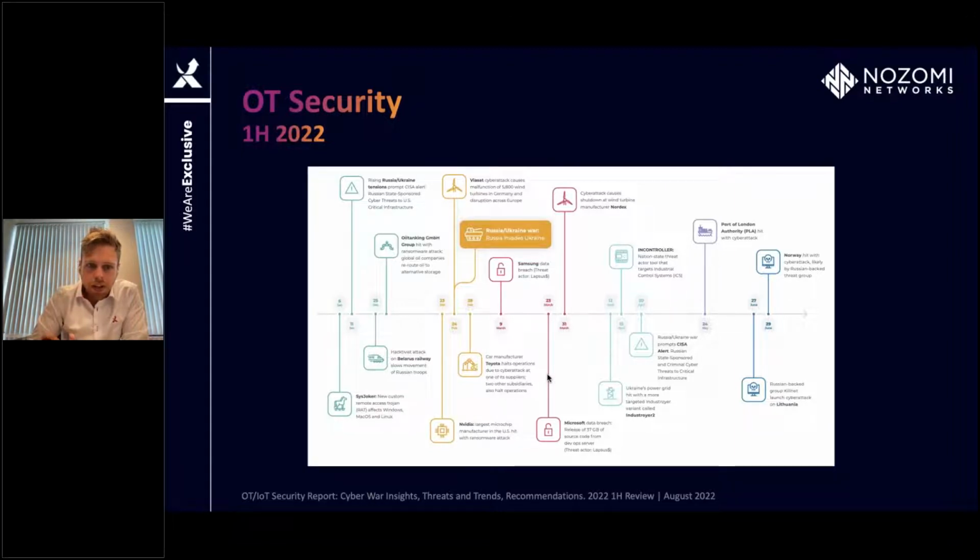Now, this was the brief overview of what OT was. We've seen ICS, IoT, the difference between IT and OT. We've also seen why IT and OT are converging. So now let's have a look at OT security. This timeline highlights several significant cyber events between January and June 2022, so the first half of this year.